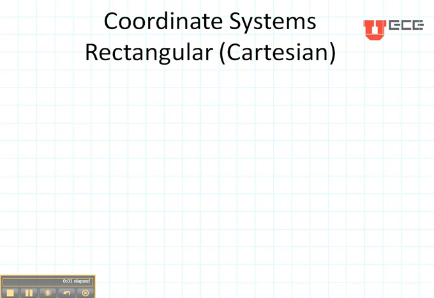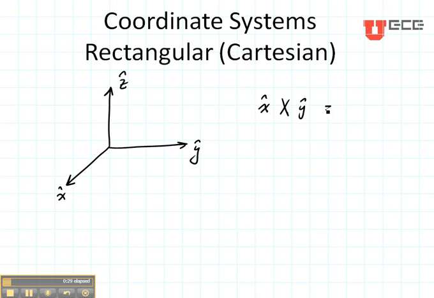Now we're going to talk about the three different coordinate systems. The rectangular coordinate system is the one that you're used to working in. In that case, x is shown here, y is shown here, and z is shown as going up. So the three variables are x, y, and z, and with all coordinate systems, the three unit vectors are orthogonal to each other, and x cross y is equal to z.